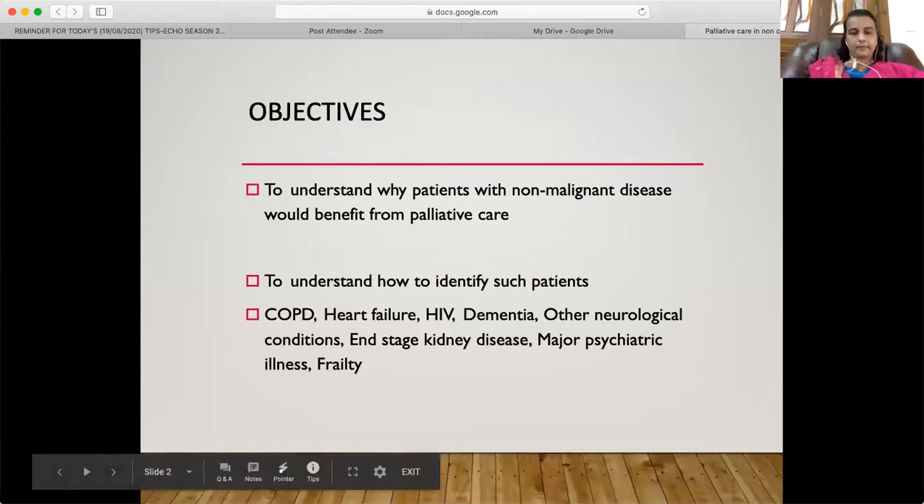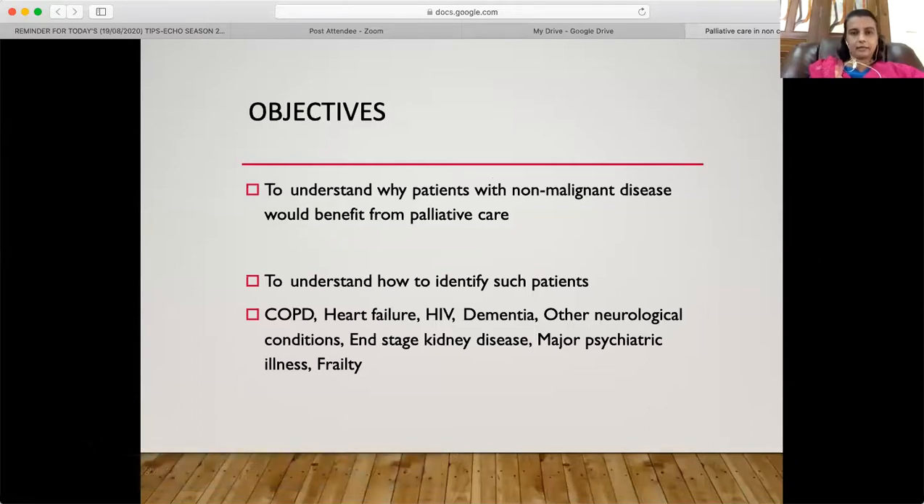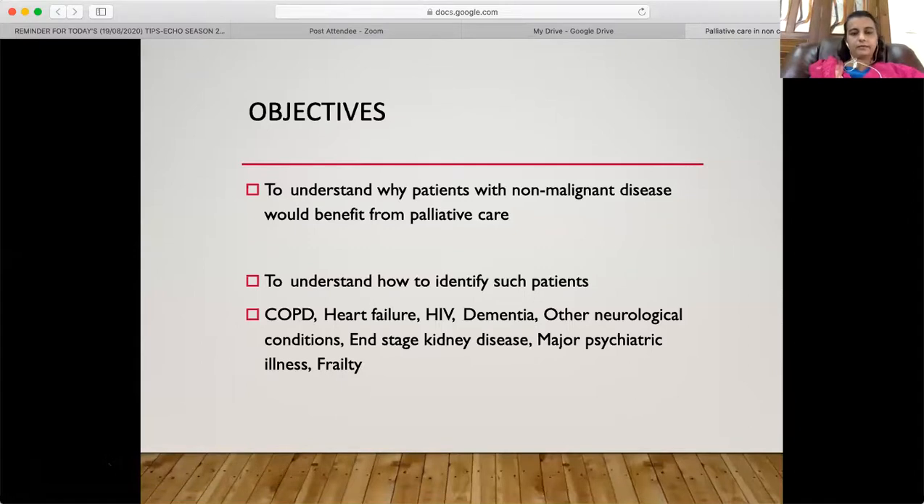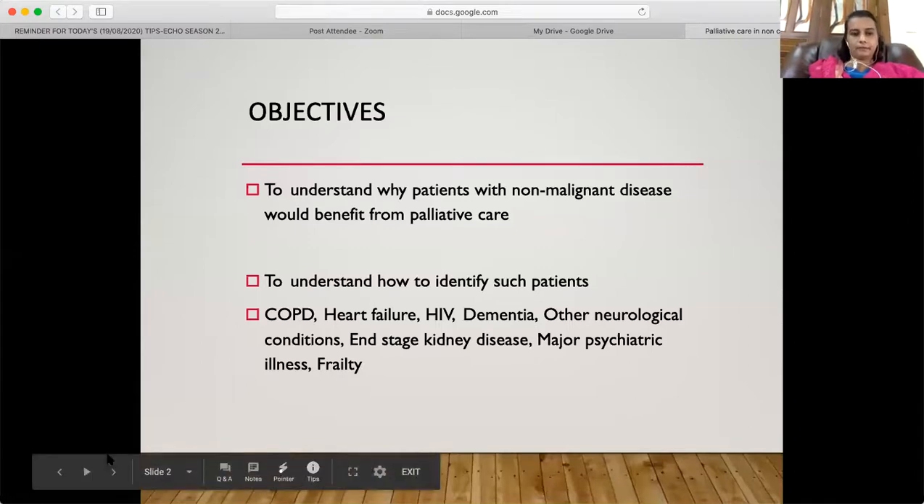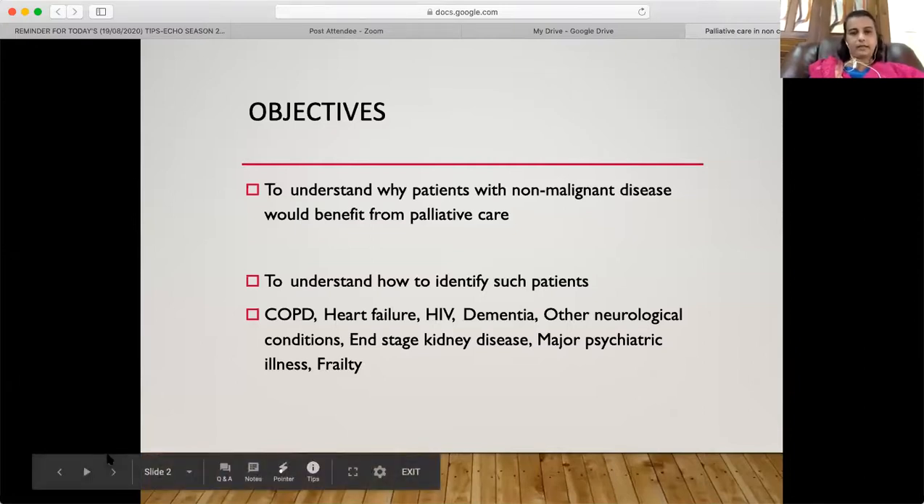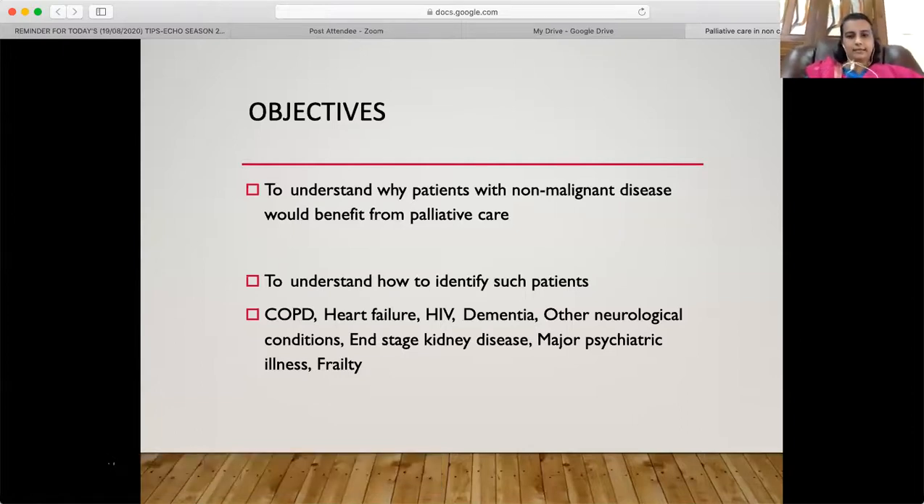The objective of today's session is to understand the importance of palliative care in patients with non-malignant diseases, how they benefit, and how we identify such patients. When we think about non-cancer conditions, the important ones are COPD, heart failure and HIV, which I will be covering in this session. I will also say a few words about dementia and other neurological conditions, end-stage kidney disease, major psychiatric illness and frailty.